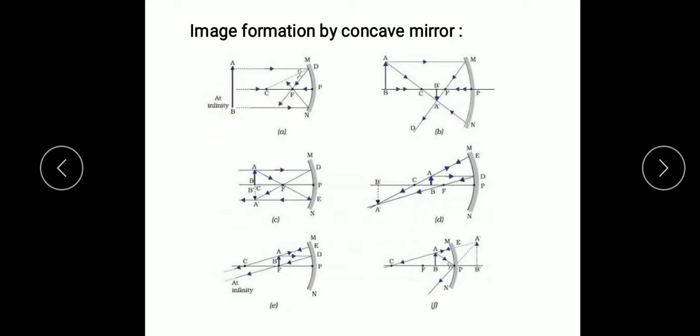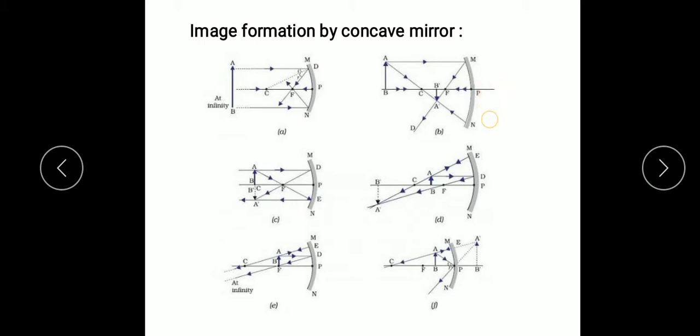And what is the nature and size of the image in the first case when the object is at infinity? The nature of the image is real, inverted and extremely diminished in size. So the size of the image is diminished. It is a point-like image.